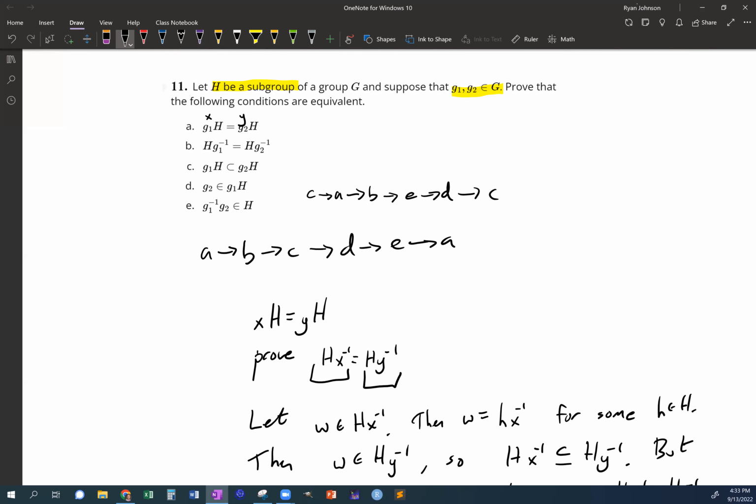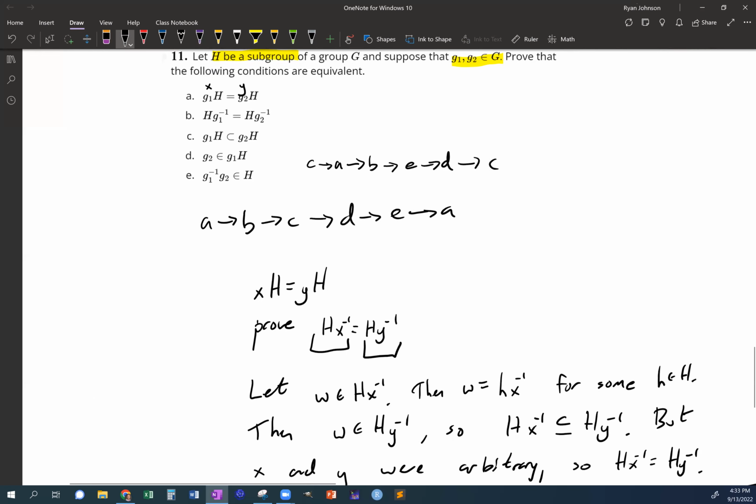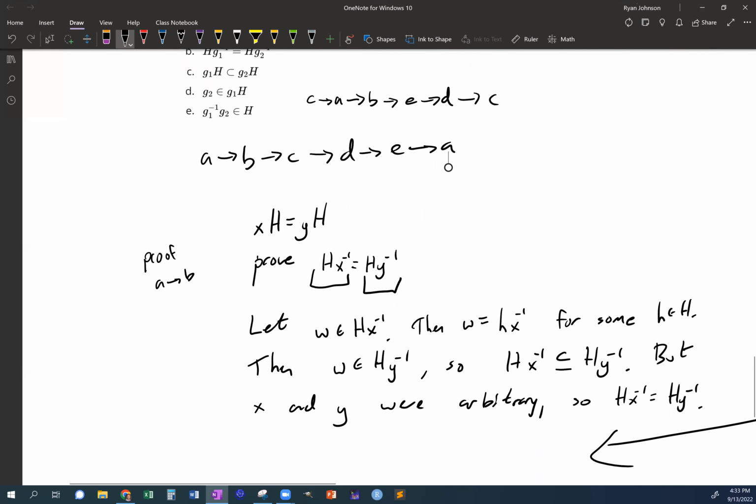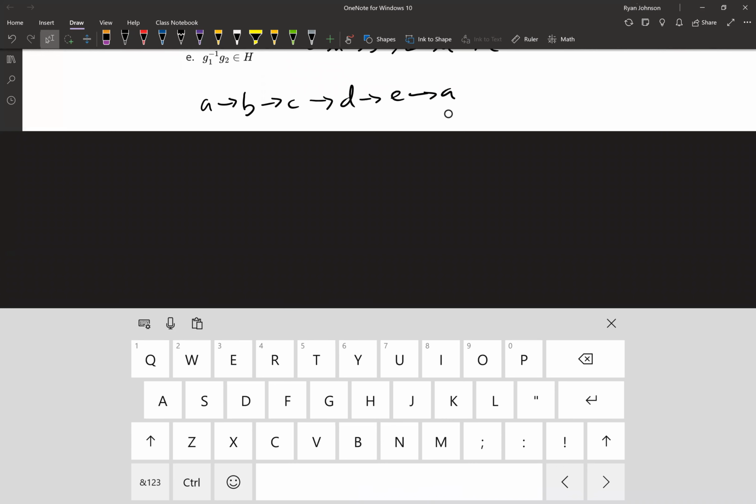So all of these are fine. They're just some of them can be easier than others to think about, like which will be easiest to do. So here I showed a proof that A implies B, basically. So statement A, what are you doing here?